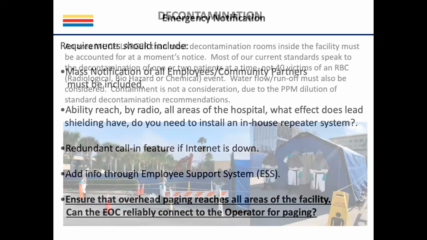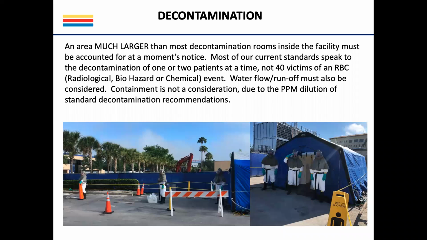Decon is something that we're not necessarily having to do right now. However, we're doing more isolation, but if you have a radiological, biohazard, or chemical event, you want to be able to put a tent outside, and for that you need to have water flow. Where are you going to put your tent? Is your water flowing back into the ER? Is it flowing away from the hospital? And what kind of space do you need to get your folks in and out of the gear effectively? So containment of the water is not a consideration, because right now, per recommendations, the runoff beyond the patient is going to be sufficient back into the natural spillways and waterways.